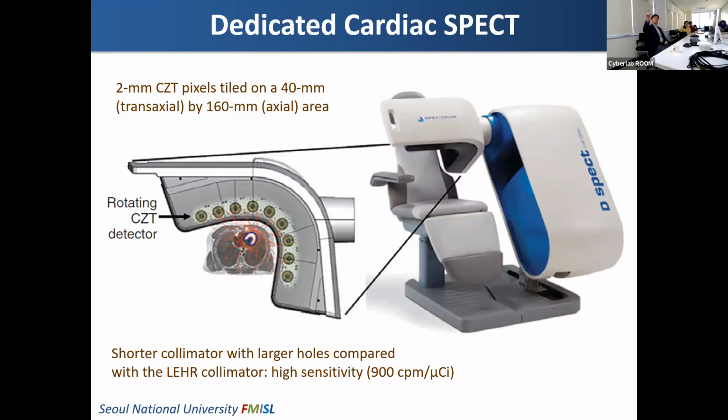And because this dedicated cardiac SPECT uses a shorter collimator with a larger hole compared to the regular low energy and high resolution collimator, it has higher sensitivity. That is why we can reduce the scan time and radiation dose for the cardiac patient.